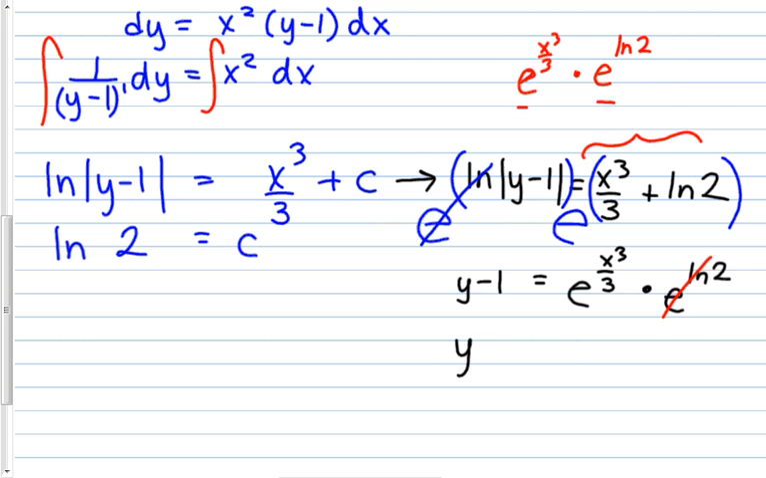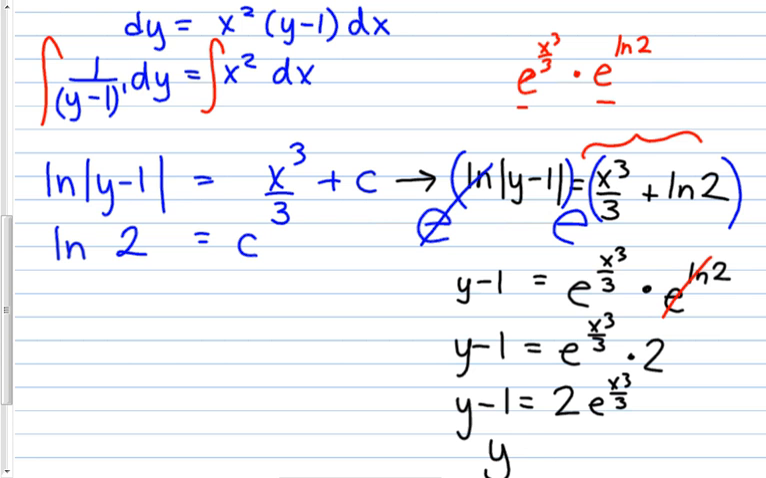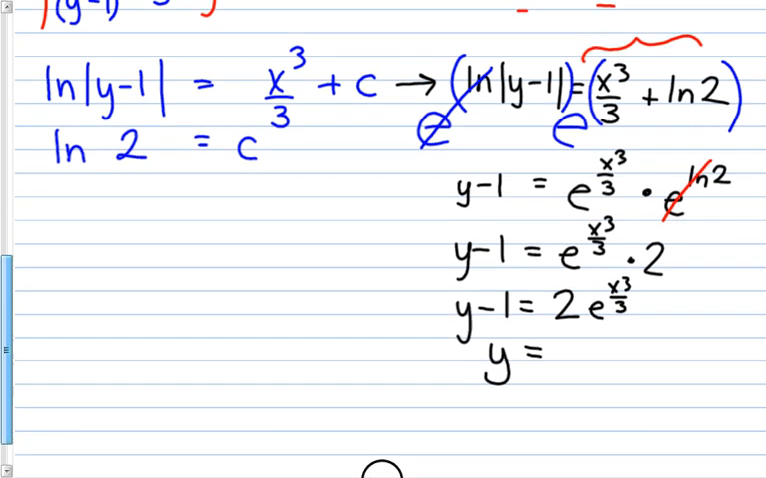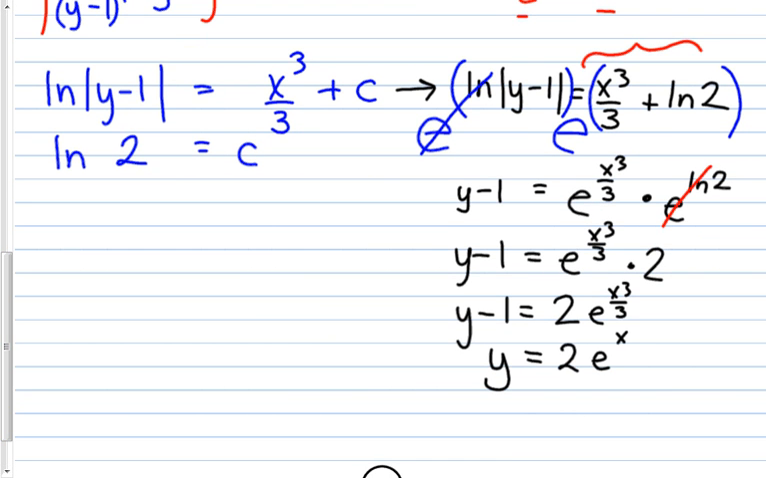So now I have y minus 1 equals e to the x cubed over 3 times 2. So y minus 1 equals 2, because you should put the number 2 in the front, e to the x cubed over 3. Add 1 to both sides. And I get y equals 2e to the x cubed over 3 plus 1. And there's my equation. And here are 6 points on one FRQ.